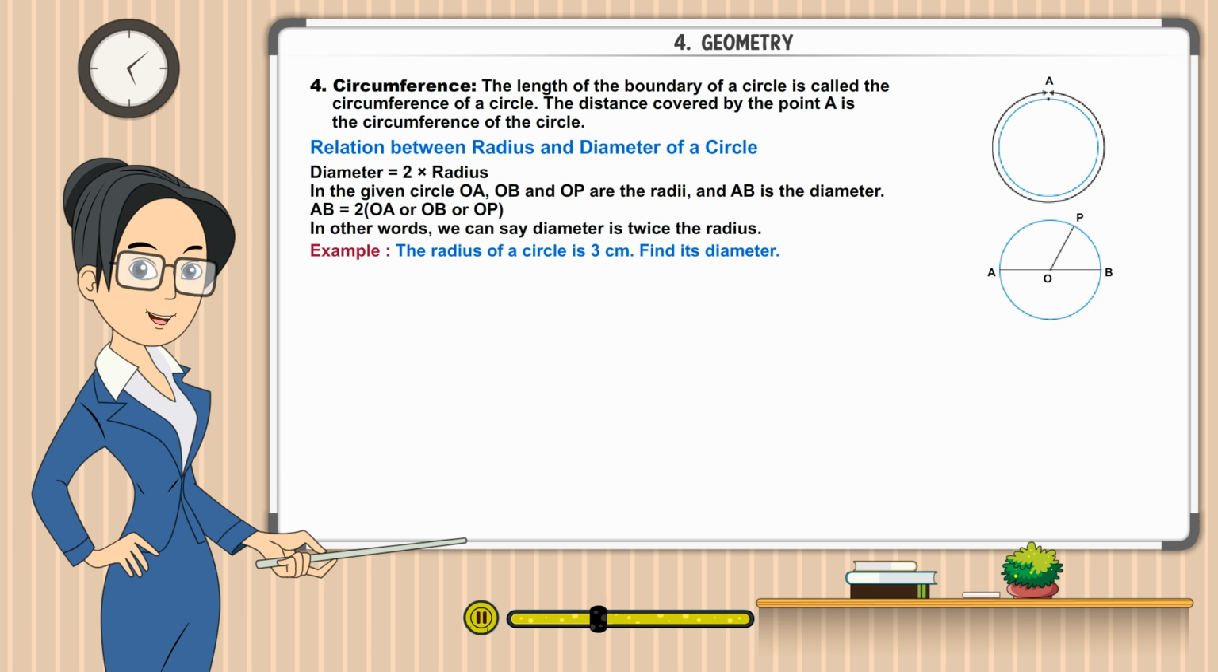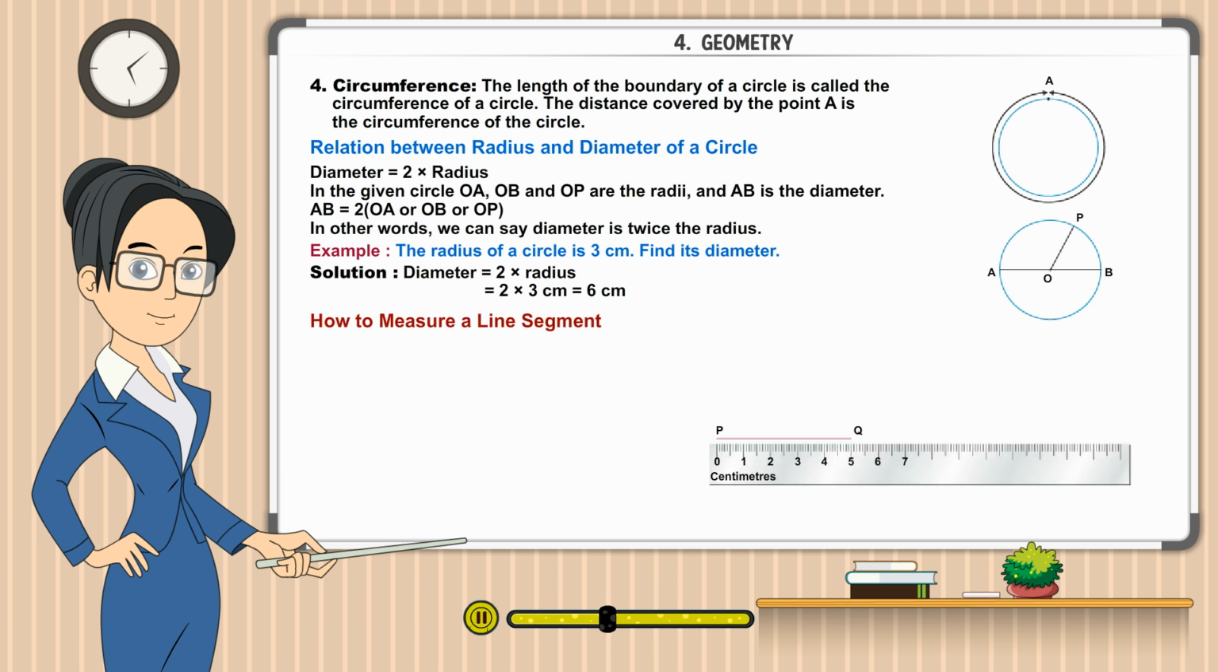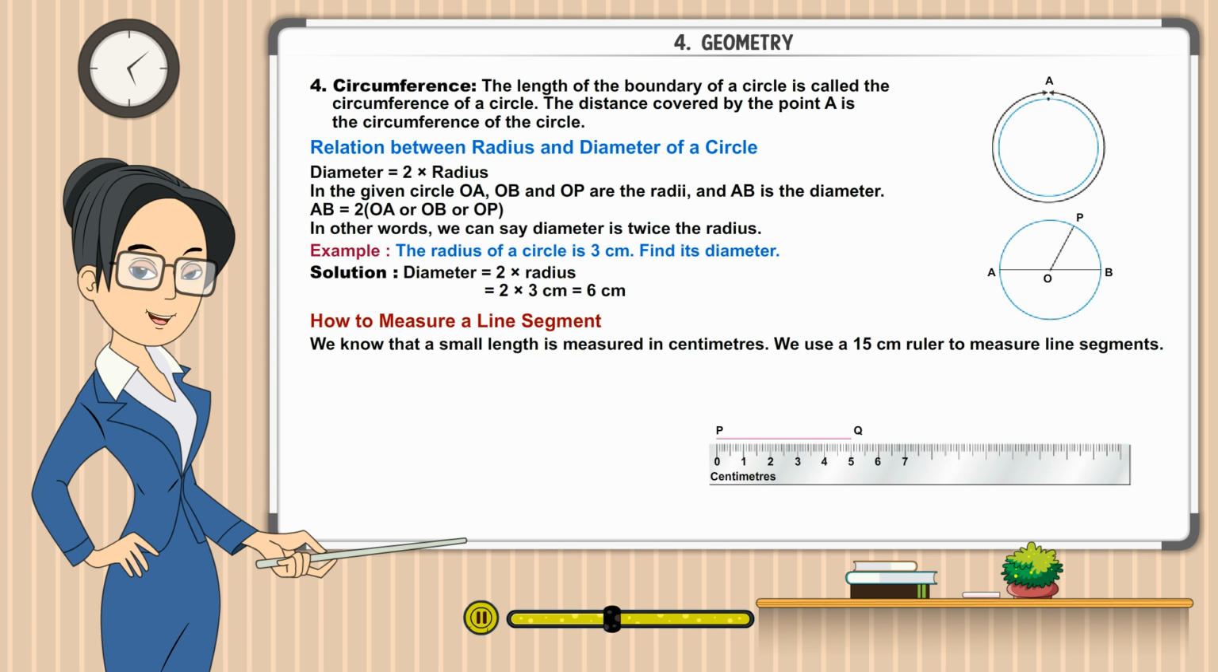Example. The radius of a circle is 3 cm. Find its diameter. Solution. Diameter is equal to 2 into radius is equal to 2 into 3 cm is equal to 6 cm. How to measure a line segment? We know that a small length is measured in centimeters. We use a 15 cm ruler to measure line segments.